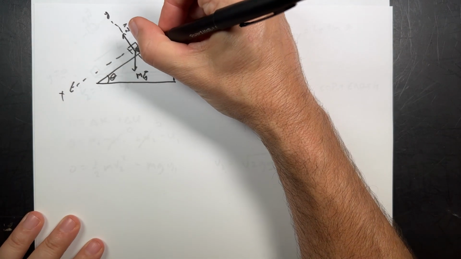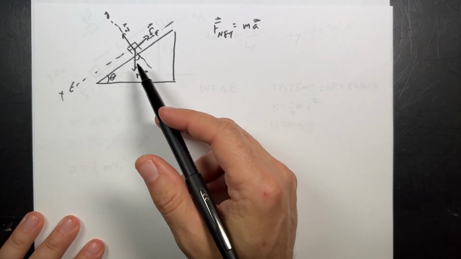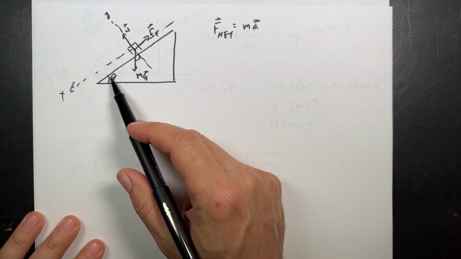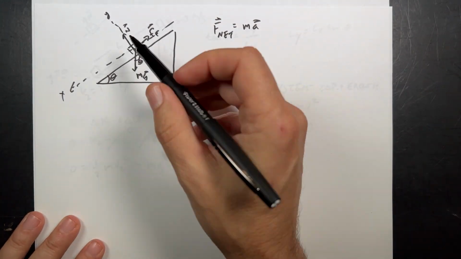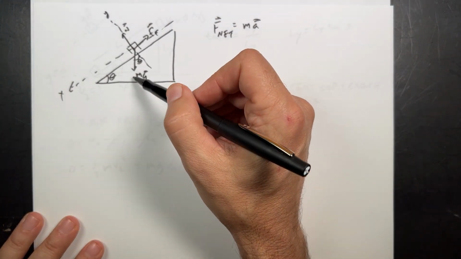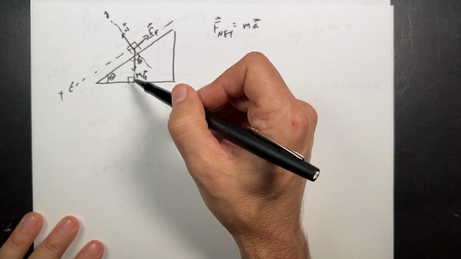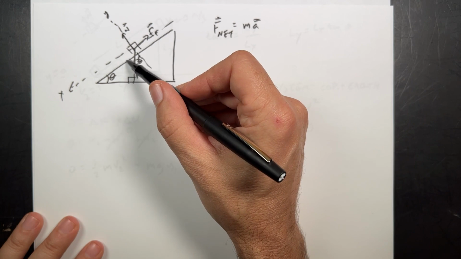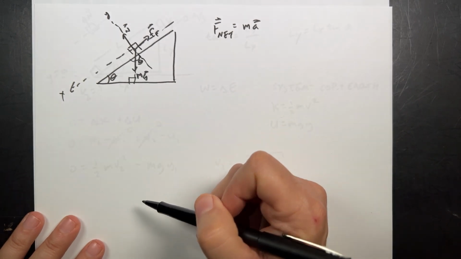Now there is one trick here. This angle, I'm going to need that because gravity is in both the x and the y direction. And it turns out that that angle is the same as theta. You can do the geometry if you want. There's a lot of ways to do it. I like this way. This is 90 degrees, so that's the complement of theta. This is 90 degrees, so that's the complement of the complement, so also equal to theta.